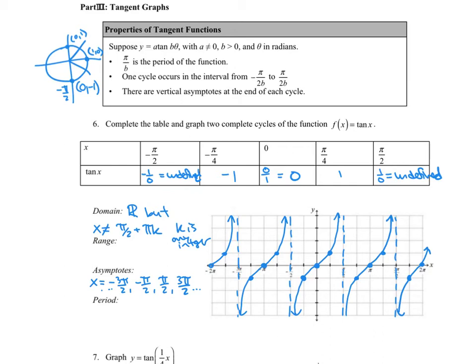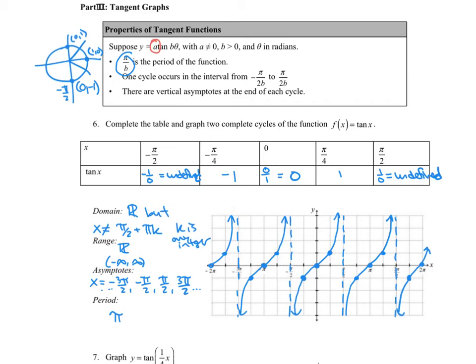The range of this function, it goes down forever and up forever, so the range is all real numbers, or negative infinity to infinity. The period of a tangent graph is only pi. It's not 2 pi like with sine and cosine. And when we have a change in period, we're going to use the formula pi over b instead of 2 pi over b.